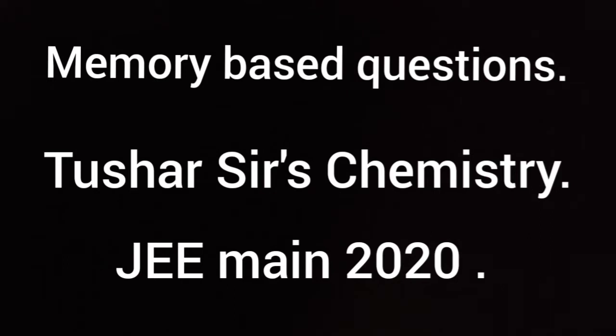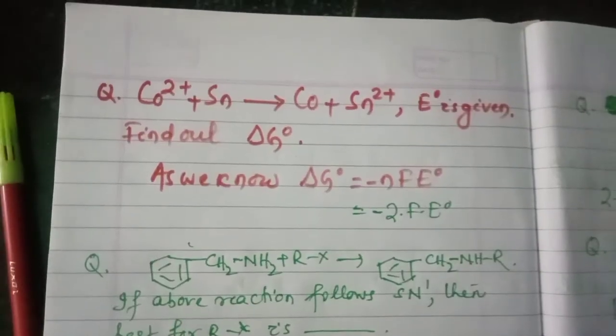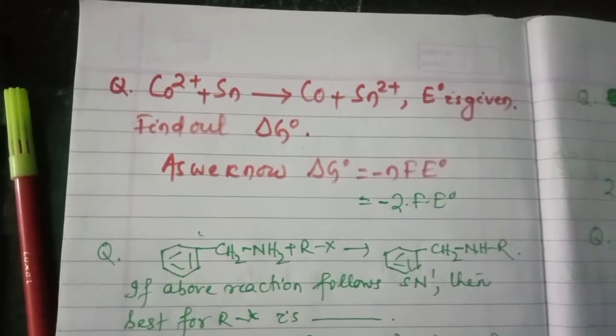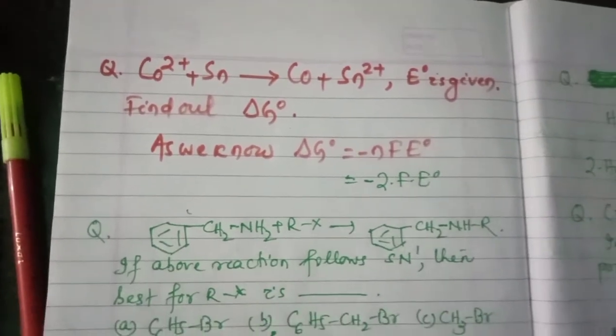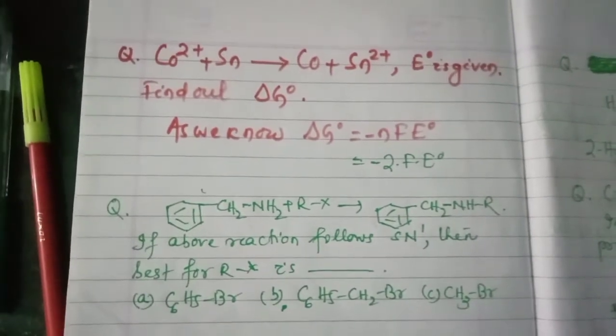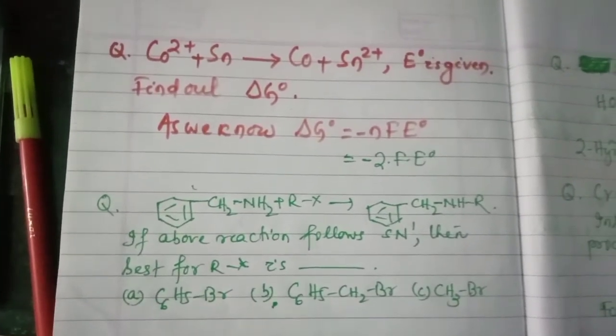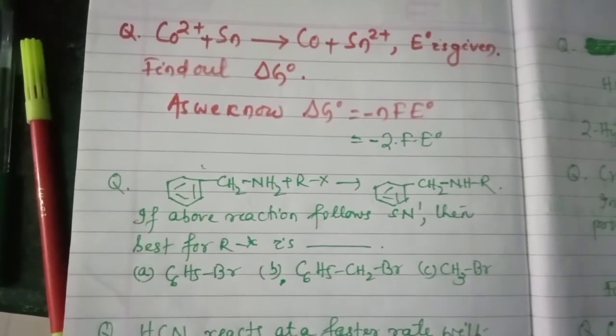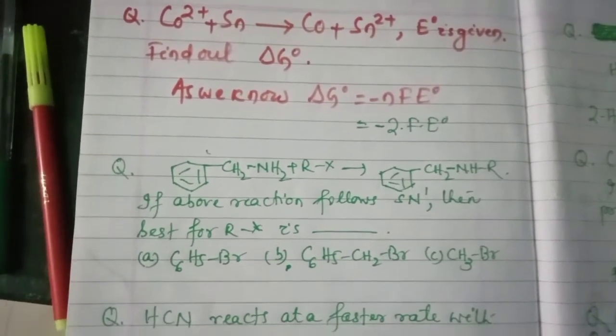So here there is no chance of giving you the exact pattern, but you see the questions, it will help you. When Co2+ reacts with Sn gives Co and Sn2+, E naught is given, find out delta G naught. As you know, delta G naught is equal to minus nFE naught. Then you can calculate delta G naught. Here n is 2. So the probable answer you can get is minus 2FE naught.